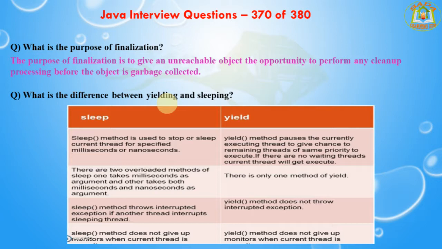The sleep method does not give up monitors when the current thread is executed. The yield method also does not give up monitors when the current thread is executed.